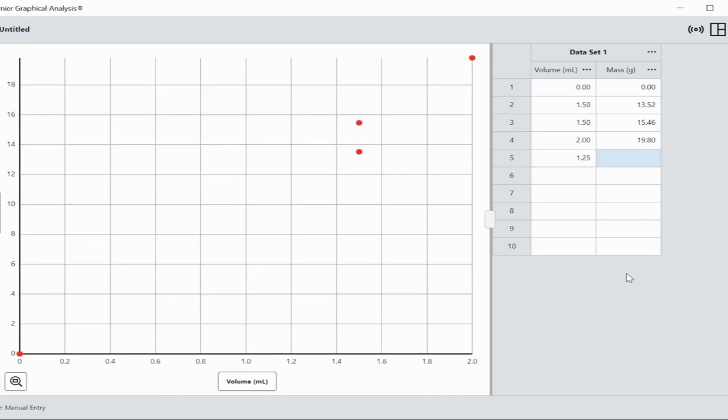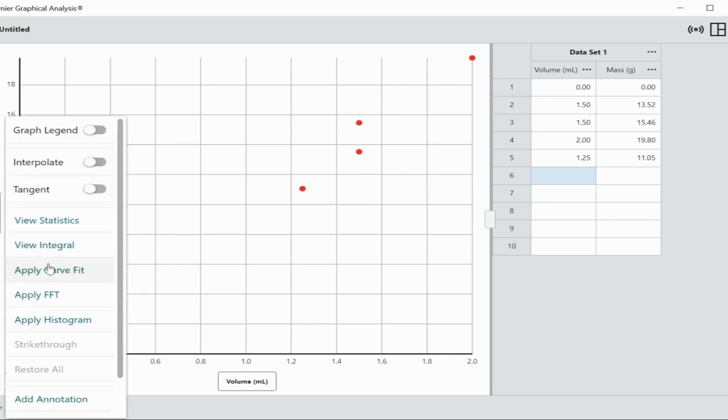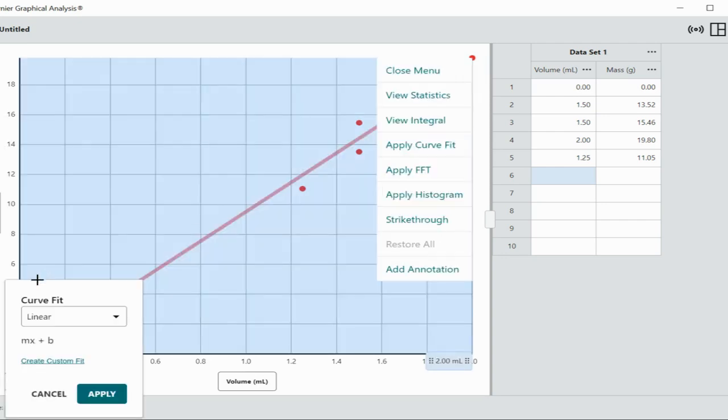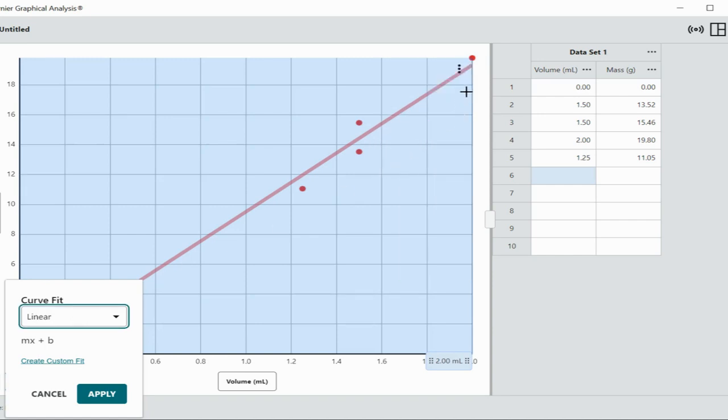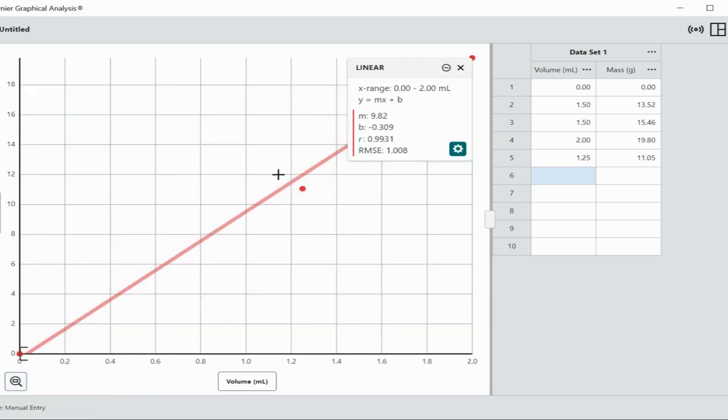Okay, now you can see that my points line up fairly straight. There are 2 of them that are kind of right next to each other, but otherwise they line up pretty straight. So I am going to go into this menu here and choose apply curve fit, and since they look like a straight line, I am going to choose a linear curve fit.